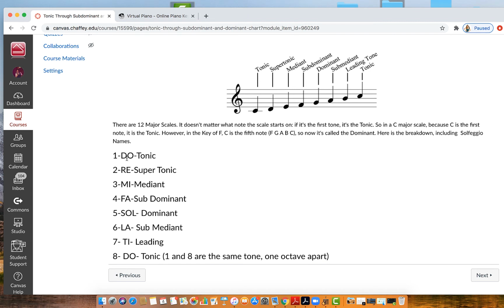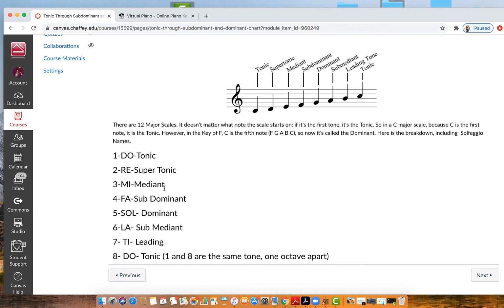So in any scale, the first tone we call do in solfege, we give it the name tonic. The second tone in solfege is re. We call that the supertonic. Why is he called supertonic? It's not because he's great. Super means above. So the supertonic is above the tonic. And all this is just an introduction to this idea. We're going to get more into this toward the end of the semester. So here's 1, tonic. 2, supertonic.